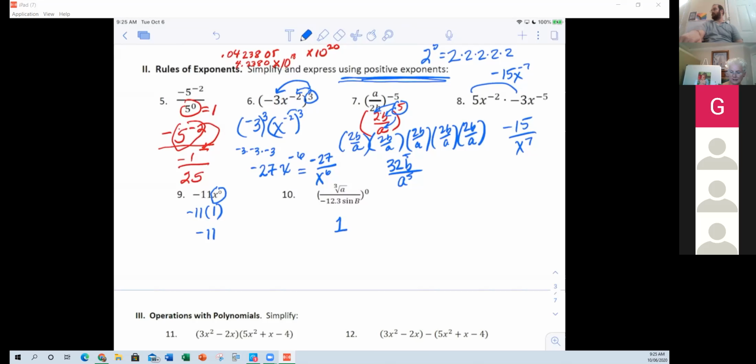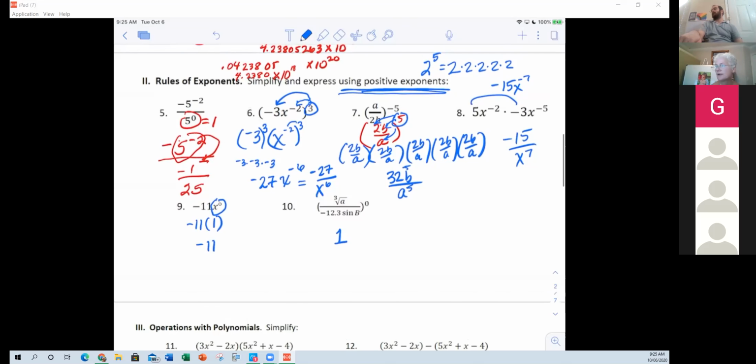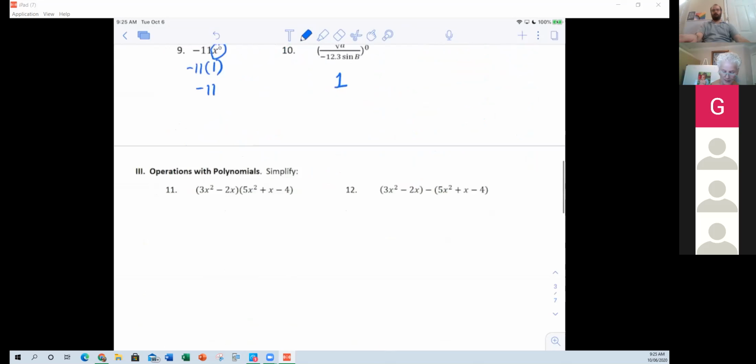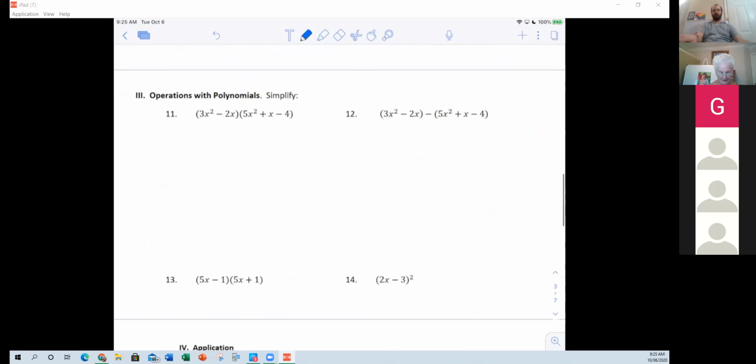Great. Thank y'all. Okay, so if you're struggling with those, go back and do some more. I have put a review at the end, and the review for this is already there. So there are several problems that you can practice on that. Again, the rules of exponents are so important. All right, operations with polynomials.